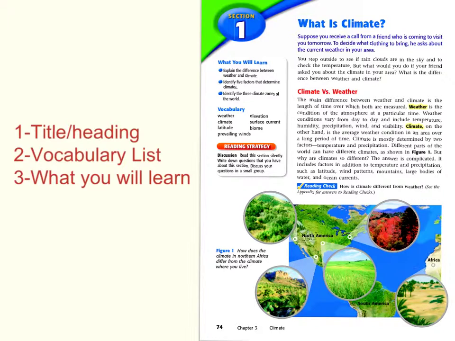Moodle question 2 is asking you to identify all of the words located in the vocabulary list. The last question corresponding to this page asks you to identify a bullet point located in the What You Will Learn section. This will be the answer for Moodle question 3. Again, you will be answering Moodle questions 1, 2, and 3 using this textbook page.